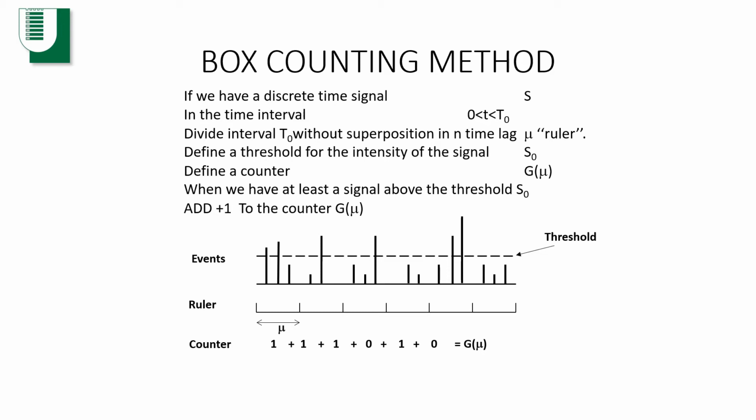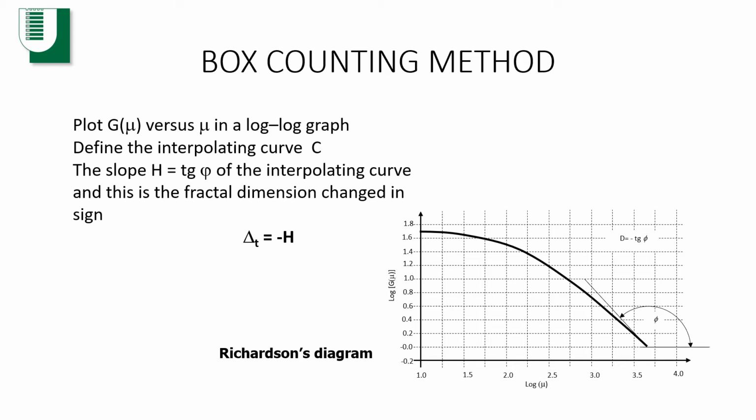Plot the counter versus M in a log-log graph, usually named Richardson's diagram, and then define the interpolating curve C. The slope of the interpolated curve is the fractal dimension, changed in sign.